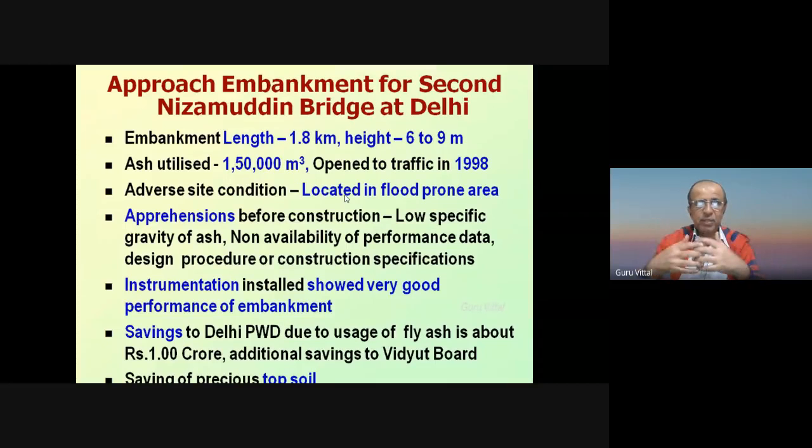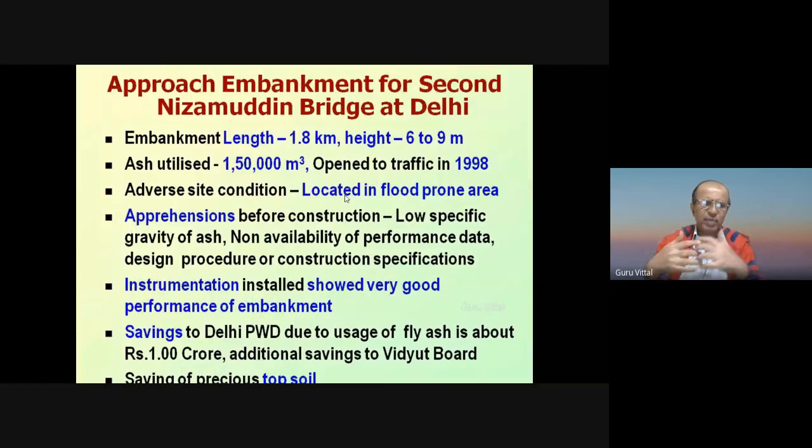The design procedure was also very new. The manner in which the embankment is to be constructed, that was also unknown. So all these points were there. Of course, they were tackled slowly one by one. We did the instrumentation also, in some of that embankment to find out how it is performing. And of course, by using fly ash, Delhi PWD saved a lot, 1 crore rupees.